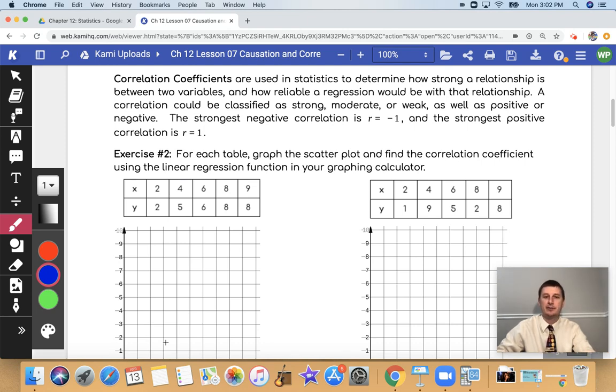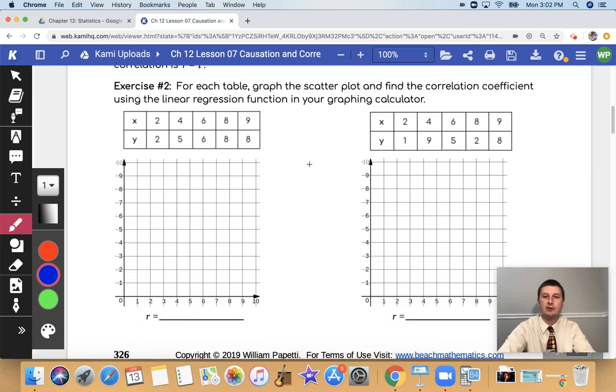In exercise number 2, we have a table. For each of these tables, we're going to graph the scatter plot, and then we're going to use our calculators to find the correlation coefficient using the linear regression function in the calculator. First, let's start off by graphing this set of 5 points.